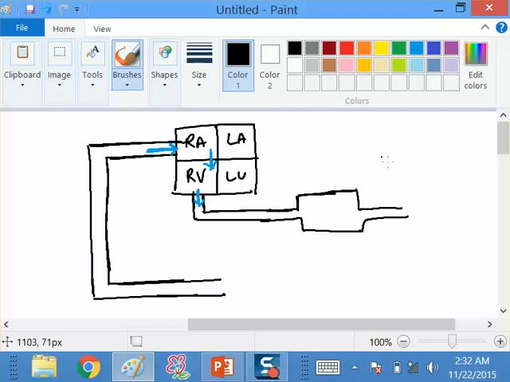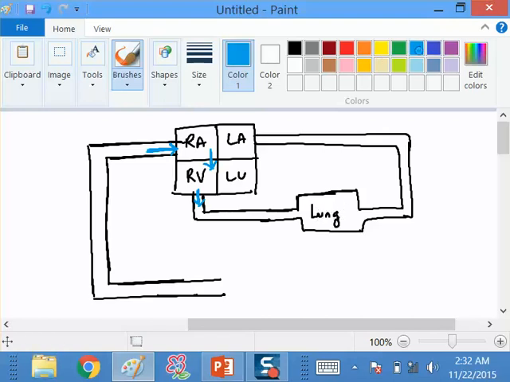From the lung, where does it enter? Through the pulmonary vein, it enters into the left atrium. This is lung. So when they enter the lung, they enter as deoxygenated blood. When they come out of the lung, they come out as oxygenated blood. Now the oxygenated blood goes to the left atrium in the pulmonary veins.